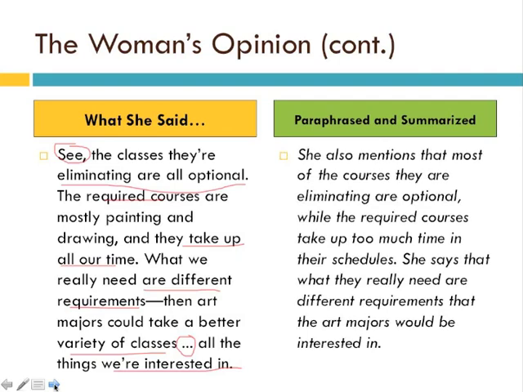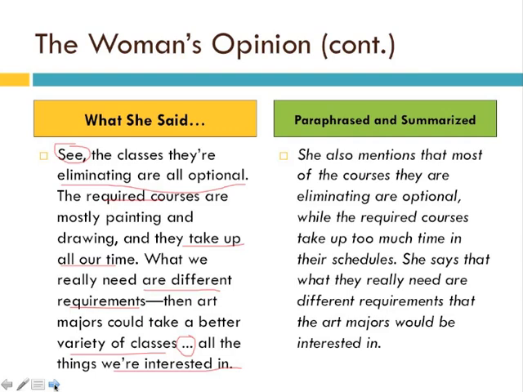She also mentions that most of the courses they are eliminating are optional, while the required courses take up too much time in their schedules. She says that what they really need are different requirements that art majors would be interested in. So again, I've paraphrased by changing some of the words a little bit, but for the most part I keep a lot of her language.